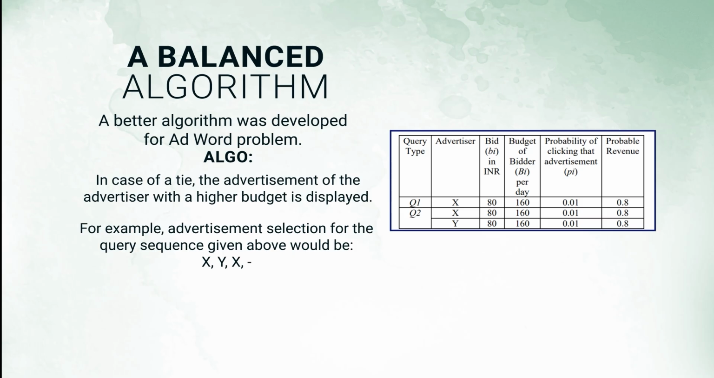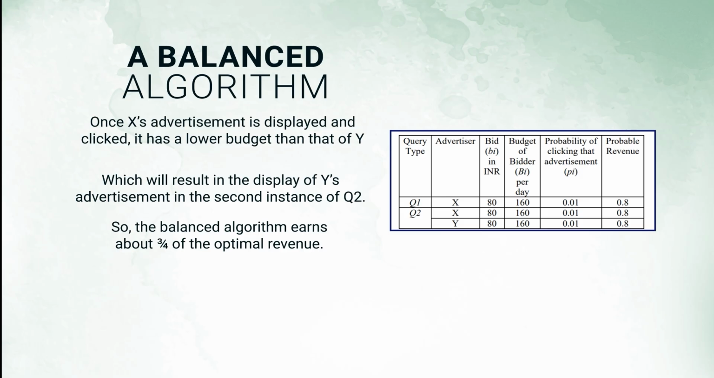So the order will be X and Y. Next, the Q1 query keyword has occurred. So for that, advertisements have been bid only by the advertiser X, and that is displayed. So the order will be X, Y and X. So the balanced algorithm earns about 3/4 of the optimal revenue.